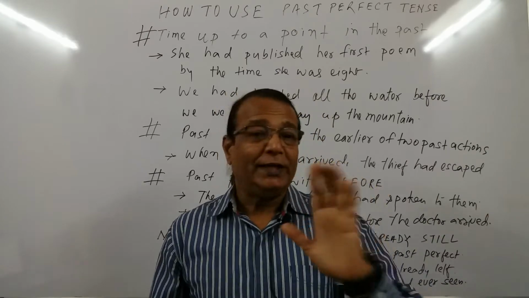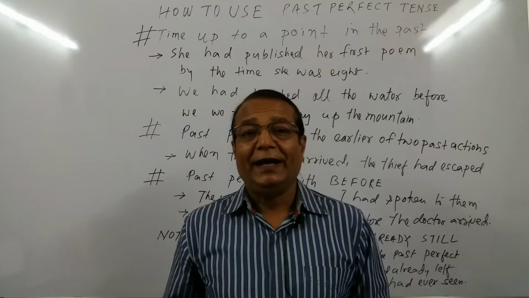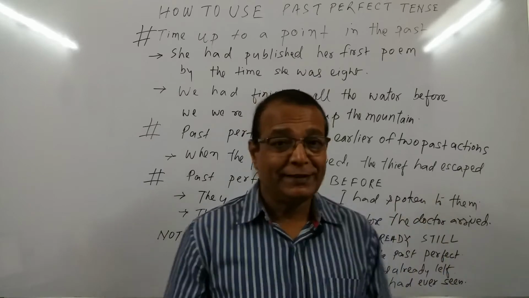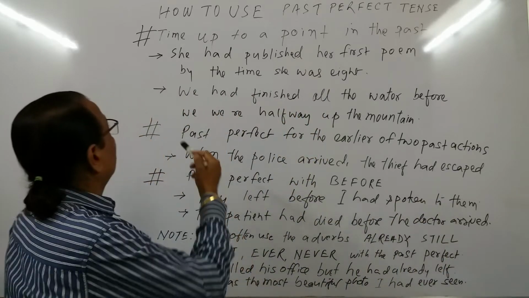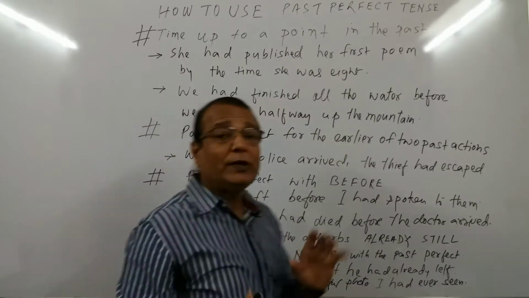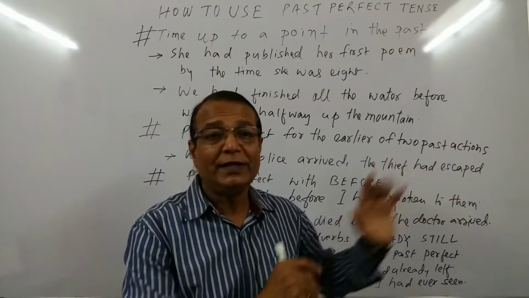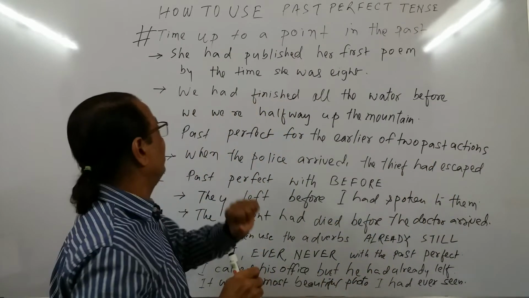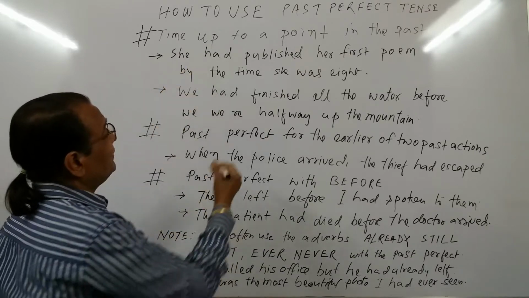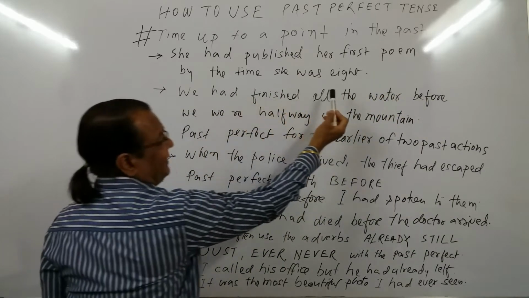Okay, let me start. I have just written down a few examples and I have also written down when to use past perfect tense. Okay, let me start with the first one. First thing, time up to a point in the past. When you are talking about a point in the past time, then we use had and past perfect. I have just written down an example here. She had published her first poem by the time she was 8.